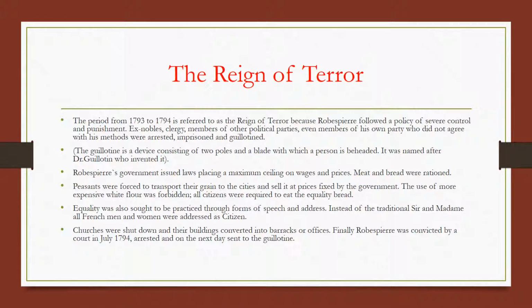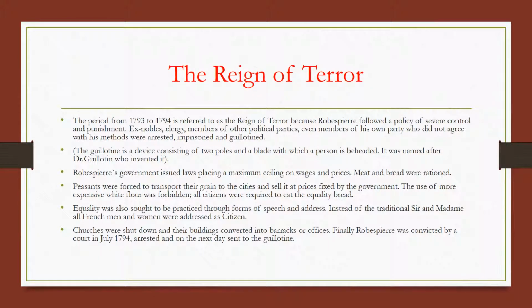The guillotine is a device consisting of 2 poles and a blade with which a person is beheaded. It was named after Dr. Guillotine, who invented it. Robespierre's government issued laws placing a maximum ceiling on wages and prices. Meat and bread were rationed. Peasants were forced to transport their grain to the cities and sell it at prices fixed by the government. The use of more expensive white flour was forbidden. All citizens were required to eat the equality bread.